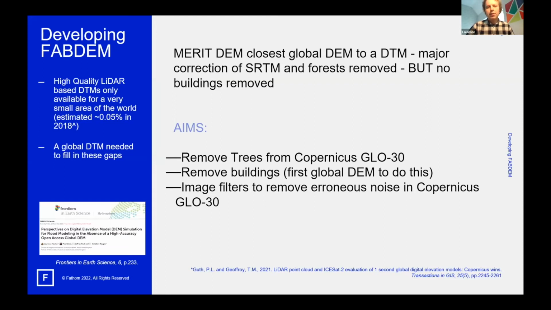So with all this in mind, we thought the time was right to make the next step change in global DEMs. So we came up with three aims essentially. We wanted to take the Copernicus DSM as a base product because it's substantially better than anything else out there. We wanted to remove trees from that. We wanted to remove buildings, and by doing so, become the first global DEM to do this. And also apply some state-of-the-art image filters to remove erroneous noise from the Copernicus DEM.